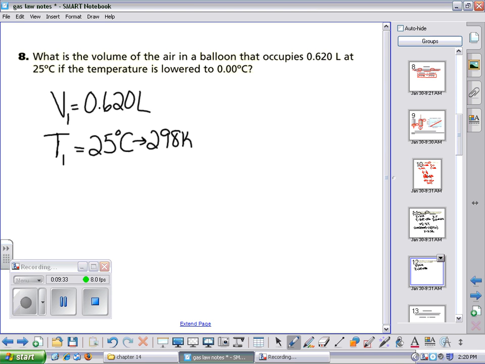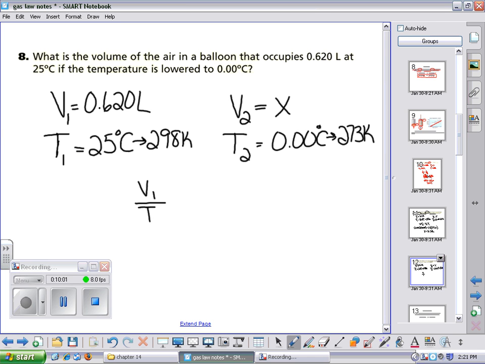The question is, what's going to be the volume at the new temperature? So our V2, again, we don't know. And our T2 is 0, which is 273. All right, so choose which equation you like better. The fraction one, the cross-multiplied one. I'm going to use V1 over T1 equals V2 over T2.